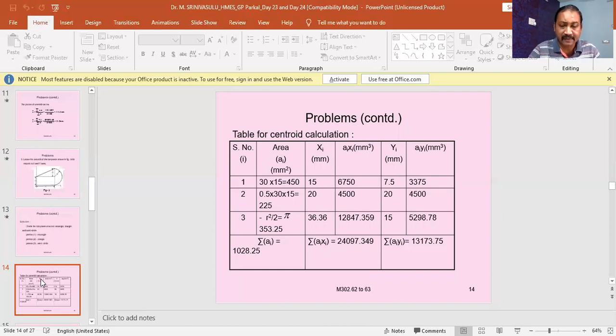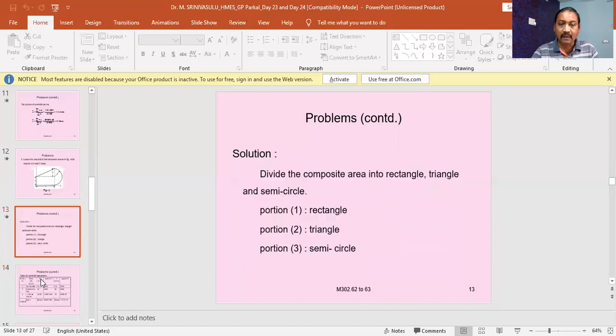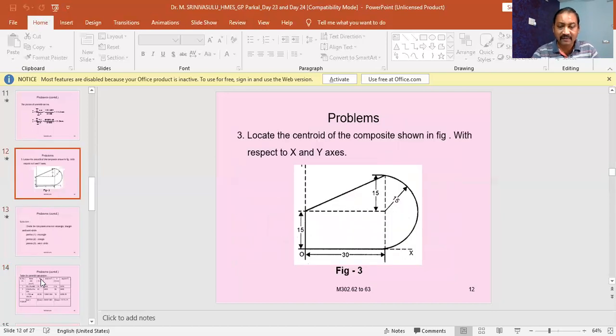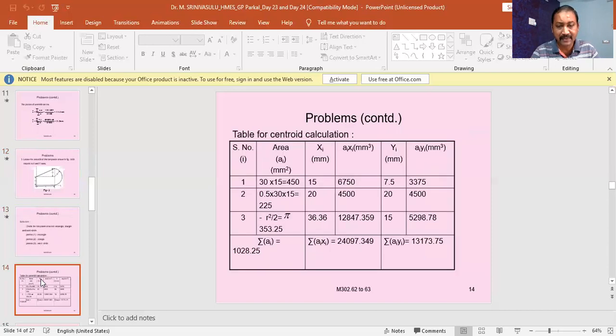And coming to the x distance, from OY we have to take. So from OY, x1 will be lying at the midpoint of the base for rectangle one, that is, half of the base. So x1 is equal to 30 by 2. So 30 by 2 means 15.